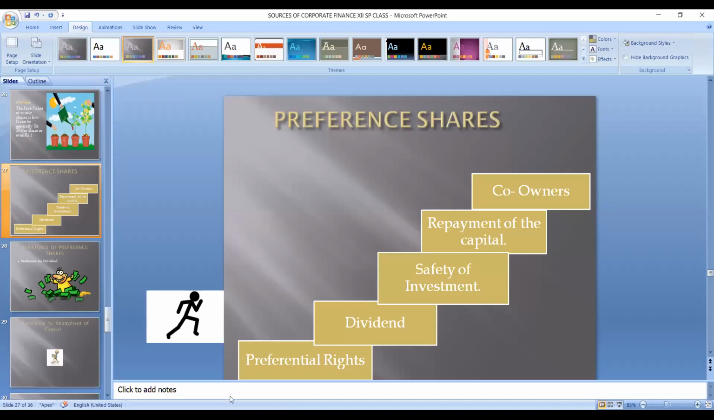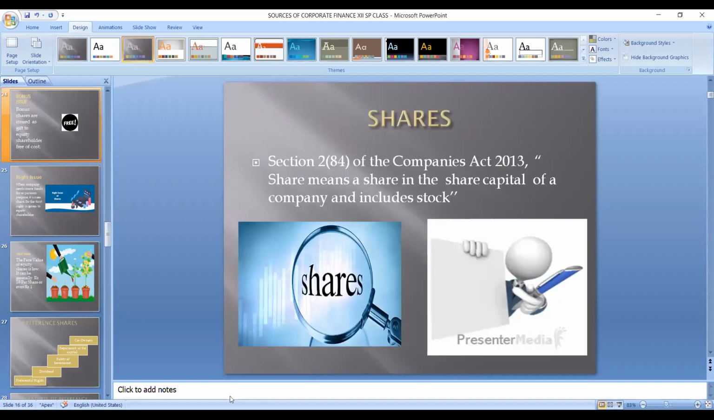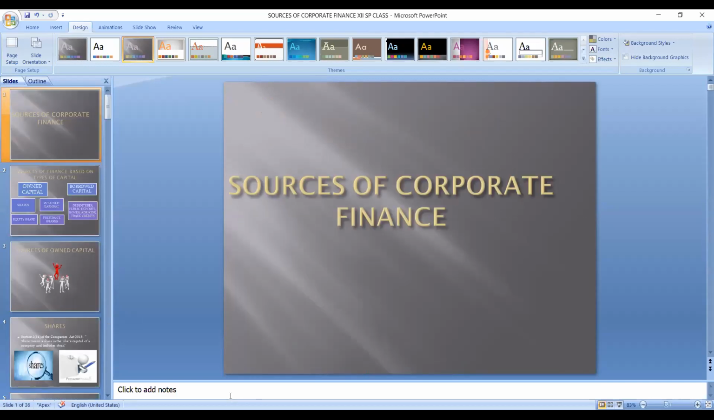Has everyone understood? Is there any problem now? No. Okay. Now let me see how much you people have understood. What are the types of capital? Two types of capital. Yes, Prathamesh. Owned capital and borrowed capital. Very good.